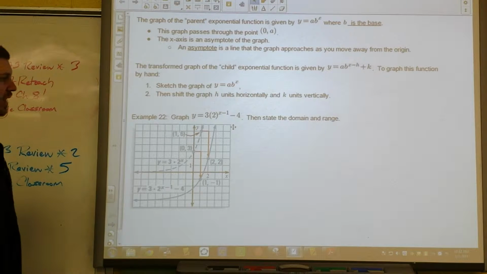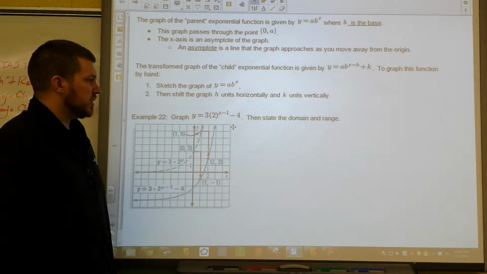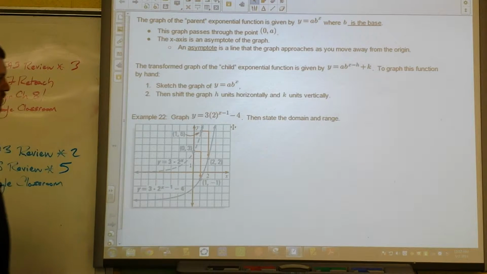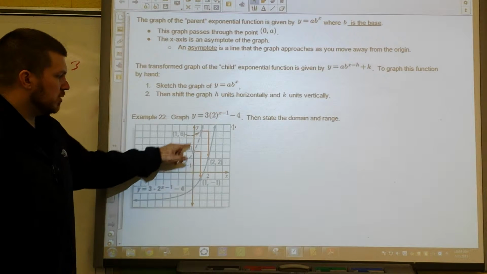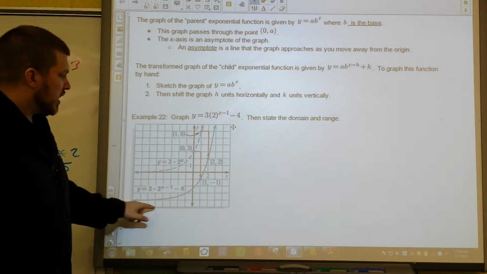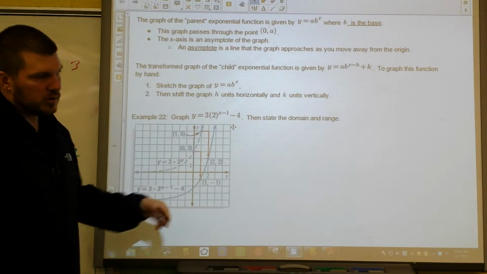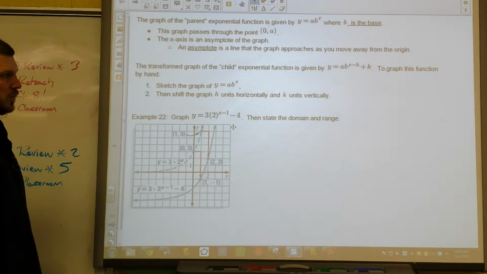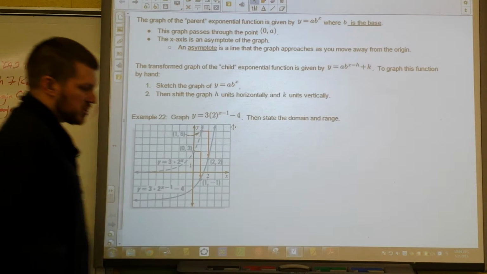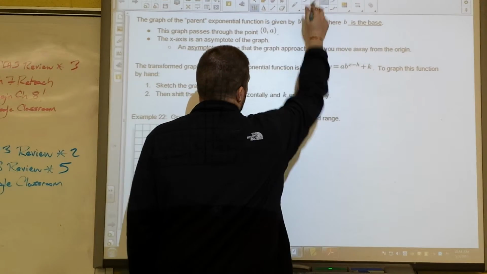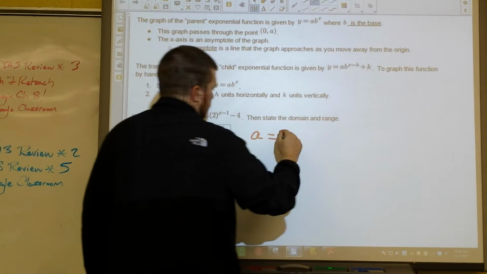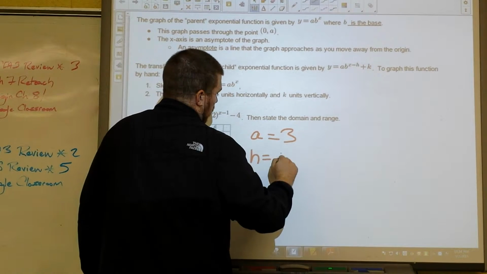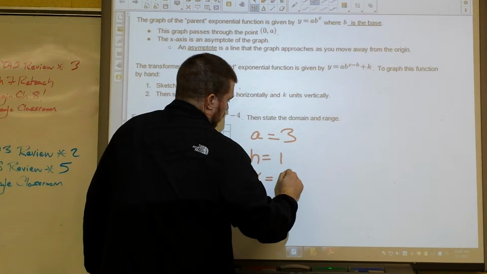In example 22, I had the child function y equals 3 times 2 to the x minus 1 power, minus 4, and we also want to state the domain and range. Here, the parent function is the dotted blue line, and the transformed child function is the solid blue line. I'll start by listing what a, h, and k are, just like in the previous video. Based on our pattern, a is 3, h is 1, and k is minus 4.